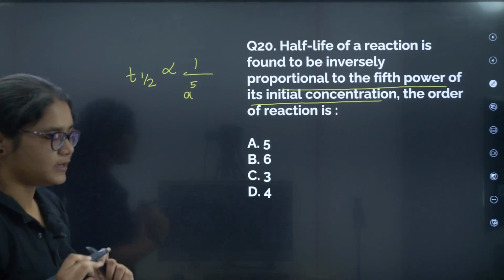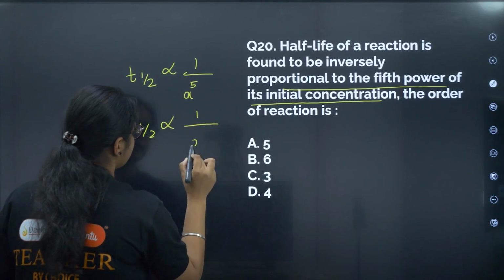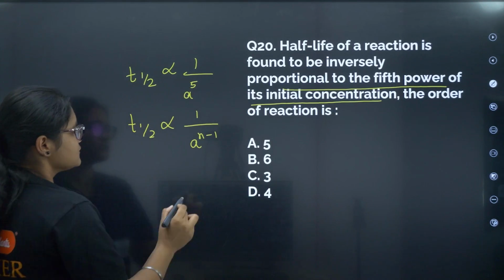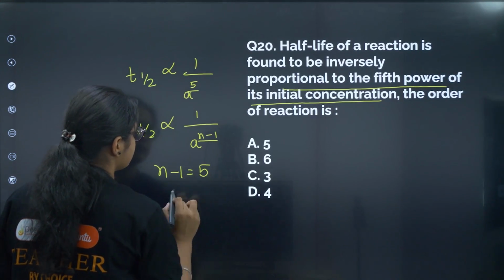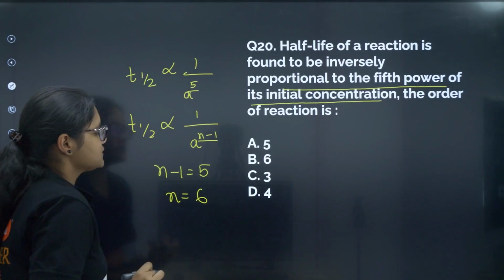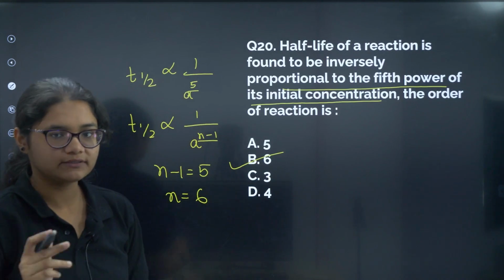What is the order of the reaction? Just now I told you T half is proportional to 1 by a to the power of n minus 1. So I can equate these two. So n minus 1 is equal to 5, so n will be equal to 6. The order of the reaction is 6 and the correct answer for this question is option B.